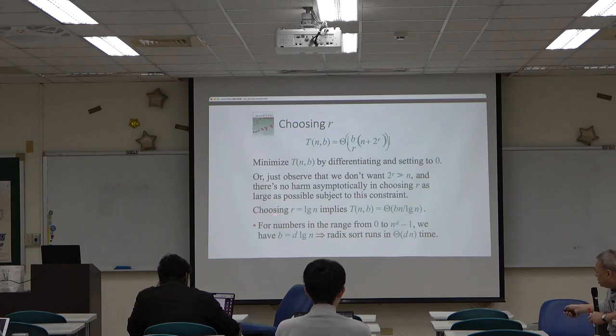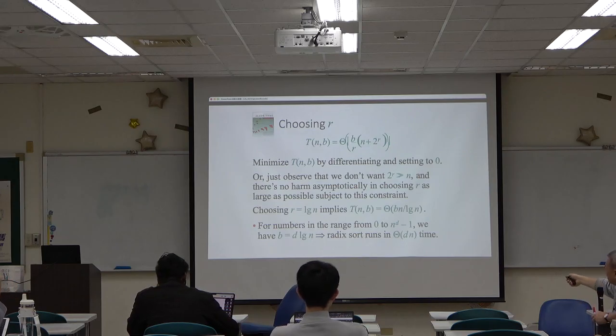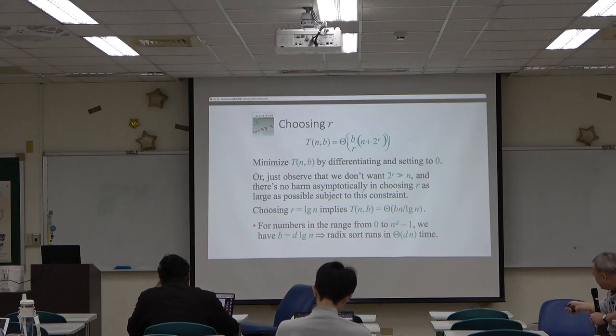So the easy choice is we choose R to be log n. Let's see how the formula becomes when we choose R to be log n. Inside the parentheses, it becomes n plus 2 to the power log n, so the parentheses become n. And because R appears outside the parentheses, in the denominator, it is B n divided by log n.